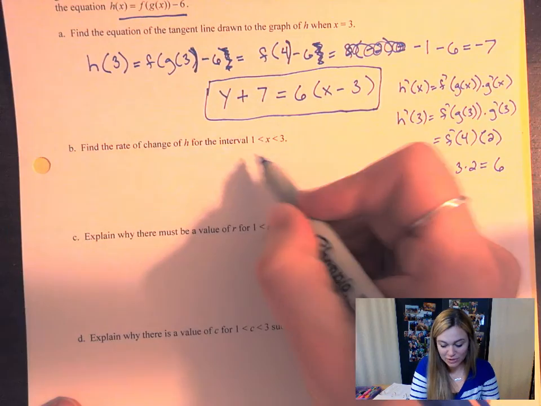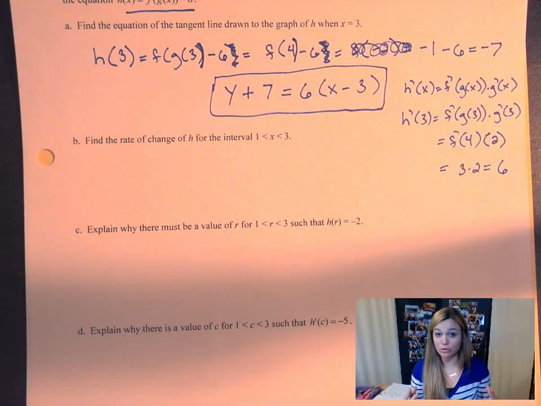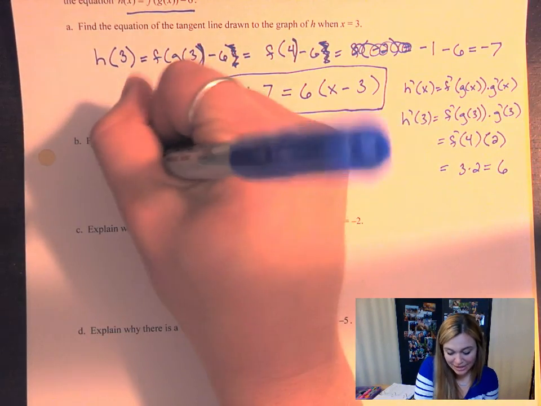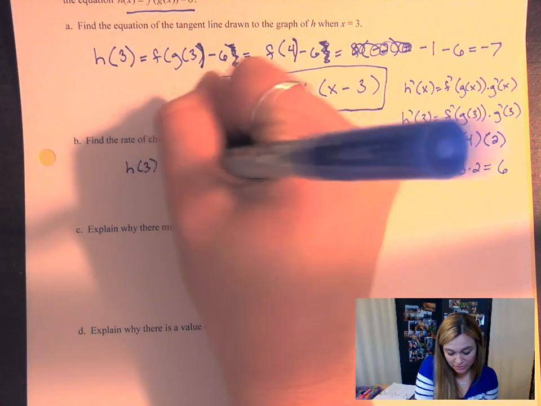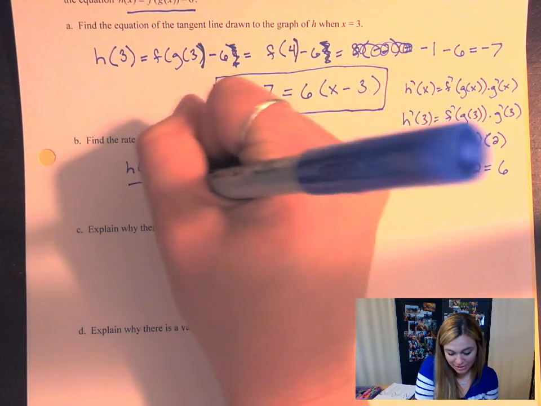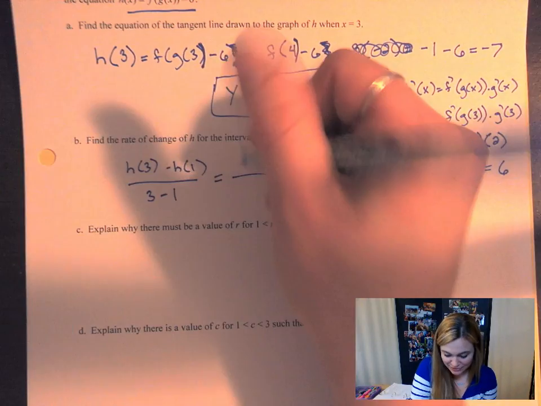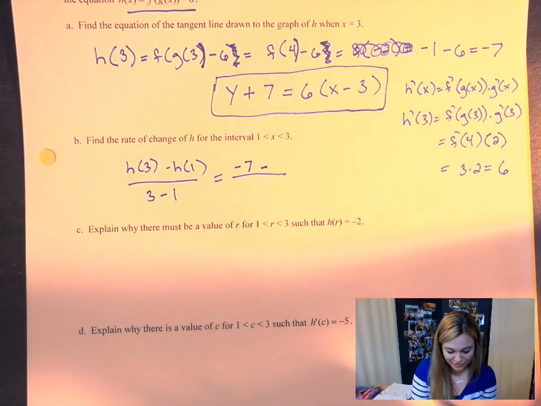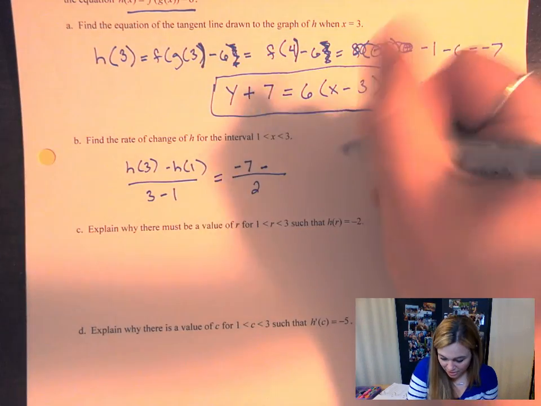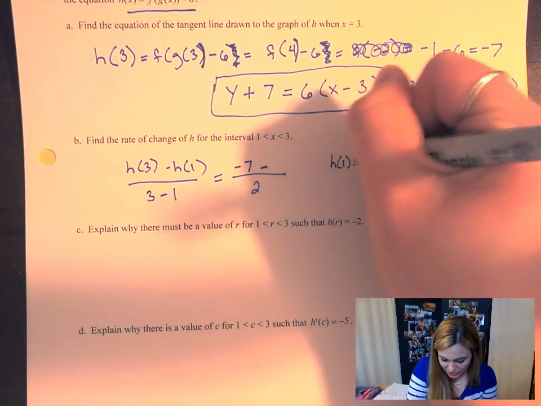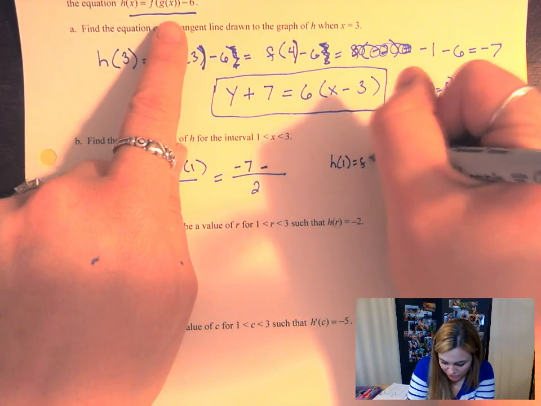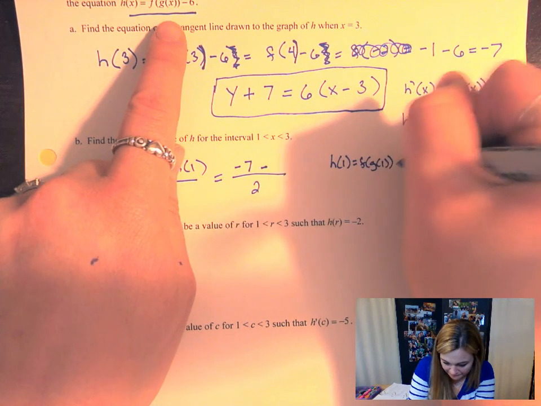Find the rate of change of h on the interval from 1 to 3. So it's over an entire interval, it's not in a moment. You should be thinking slope of the secant line from 1 to 3, the average rate of change. So h of 3 minus h of 1 over 3 minus 1. What's nice is we actually already found h of 3 was negative 7. We need to find h of 1. h of 1, if I do that over here, was f of g of 1 minus 6.